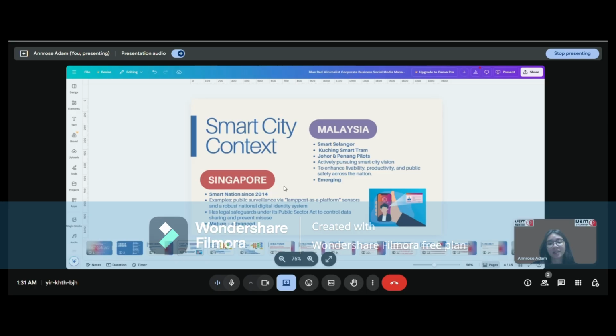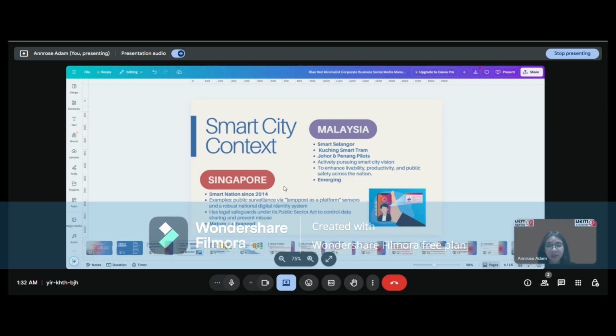As for the smart city context, we look at two different nations in this report, which include Singapore and Malaysia. In Malaysia, we have Smart Selangor, Kuching Smart Tram, and Johor and Penang pilots. In Singapore, they were introduced by Smart Nation since 2014. Malaysia is actively pursuing a smart city vision to enhance our livability, productivity, and public safety across the nation. It is still emerging and still developing.